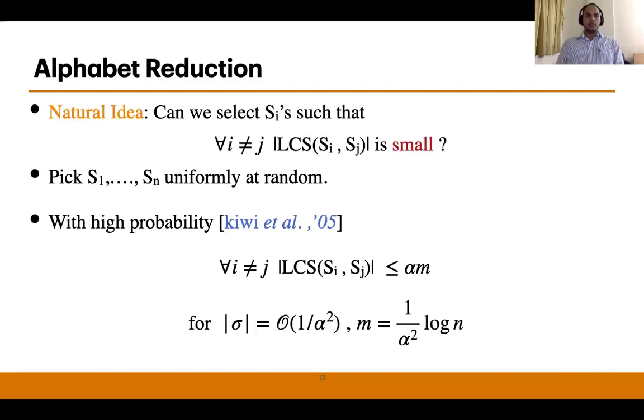First, a natural idea for selecting the strings si is to select them such that the LCS of si and sj is small. One way of doing it is to pick s1 to sn uniformly at random. With high probability, the LCS of any two different strings is very small. It is less than or equal to alpha times m. The alphabet size is order of 1 over alpha squared, and the length of the strings is 1 over alpha squared times log n. This result was given by Kiwi et al. in 2005.